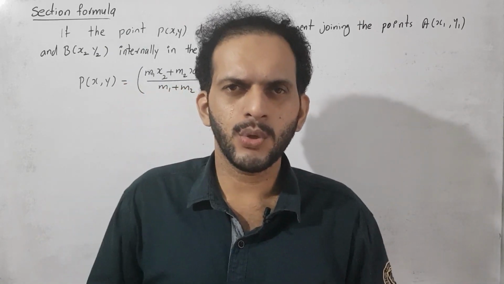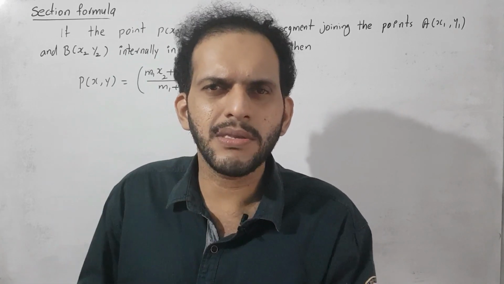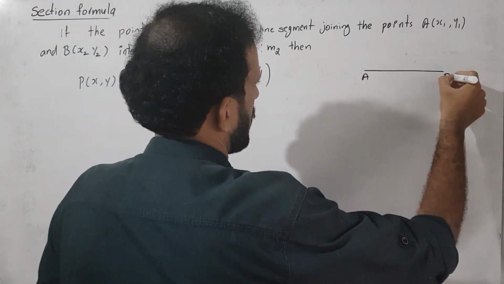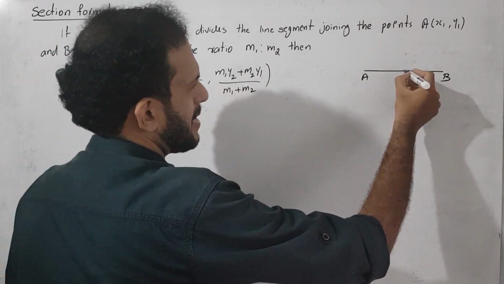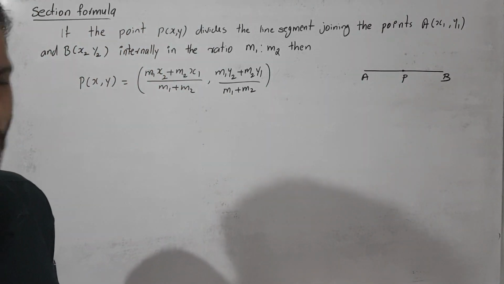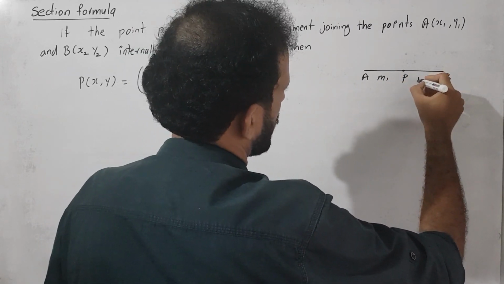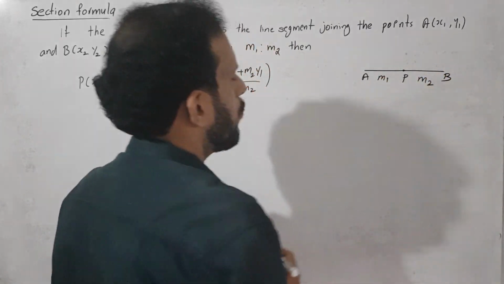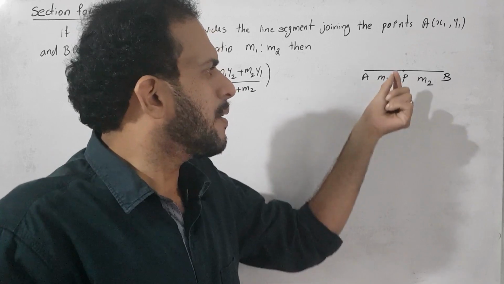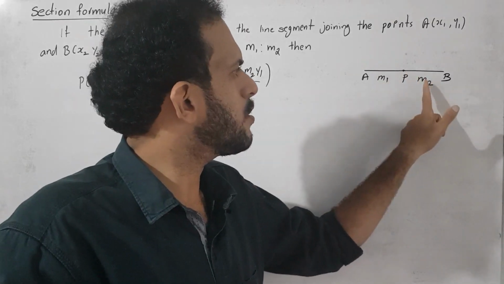Section formula is a formula to use for finding the coordinates of the point which divides the line segment. Okay, that means if we have a line segment, we name it AB, and one point P is dividing AB into two parts. The ratio of the length of AP and PB is m1 and m2. We are denoting the ratio of AP and PB as m1 is to m2. So P divides the line segment AB internally in the ratio m1 is to m2.